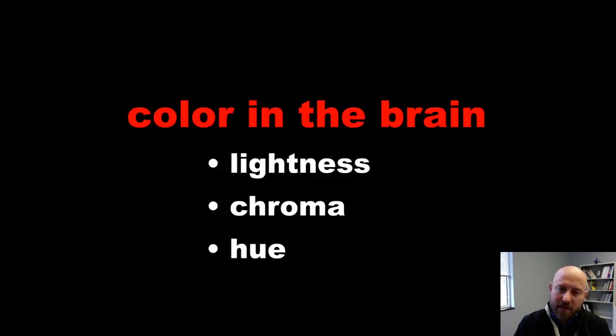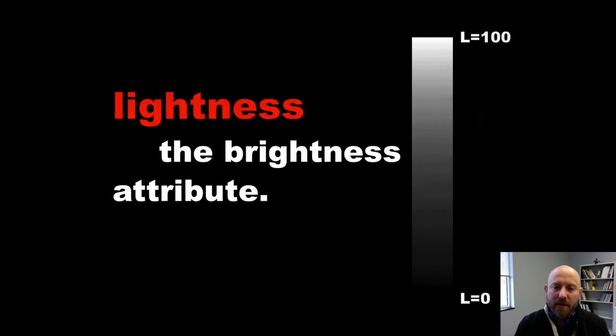So let's talk about color in the brain. How does color work in the brain? Well, it's based off of three different attributes of color: lightness, chroma, and hue. And this is how our brain processes color. So the lightness value of a color is essentially, how light or dark is it?